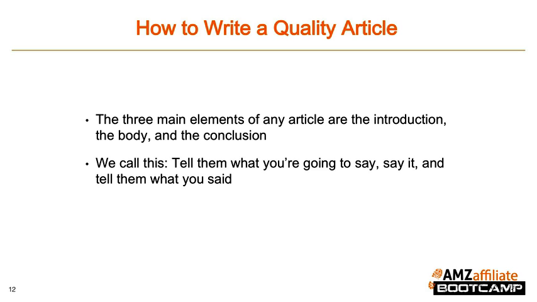The 3 main elements of any article are the introduction, the body, and the conclusion. We call this a method of tell them what you're going to say, say it, and then remind them what you've said. That might sound a little bit redundant, but it's actually the best practice of content creation. It helps make things very clear and helps remind people of the key outcomes that they should have learned from your articles.